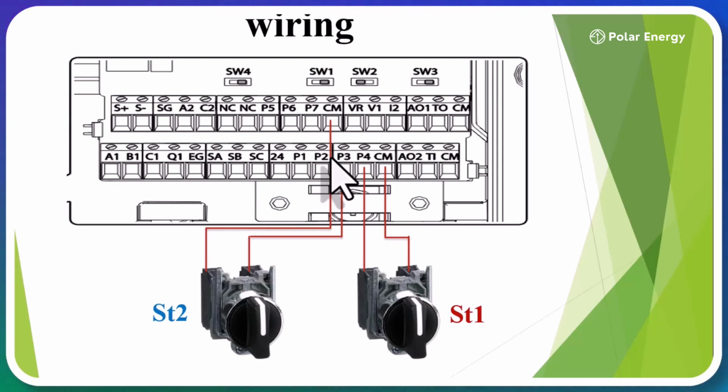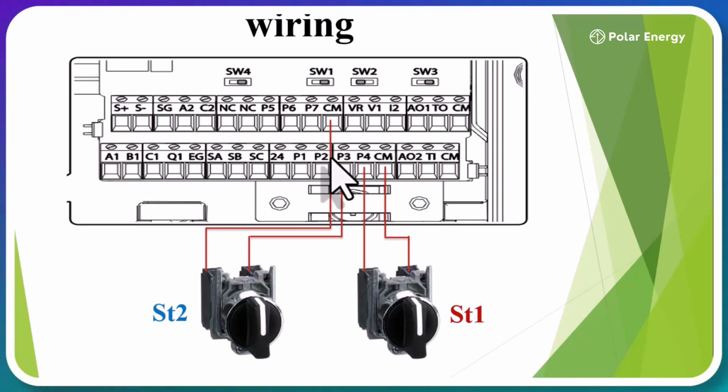The condition for the multi-step function to remain active is that your digital input must always be in a constant on state. It doesn't work momentarily. So these are all the settings and wiring you need to do for the multi-step function. Let's go to the inverter and check the settings we've made together.